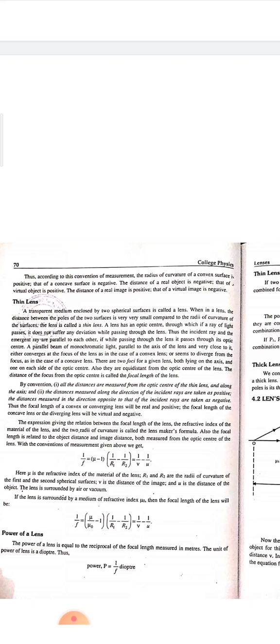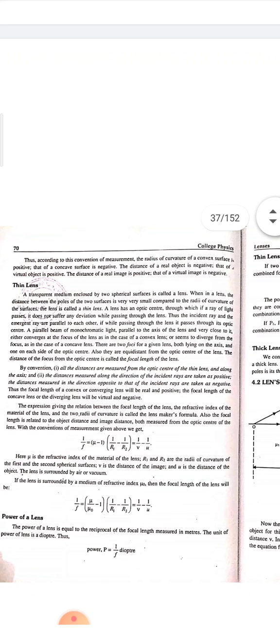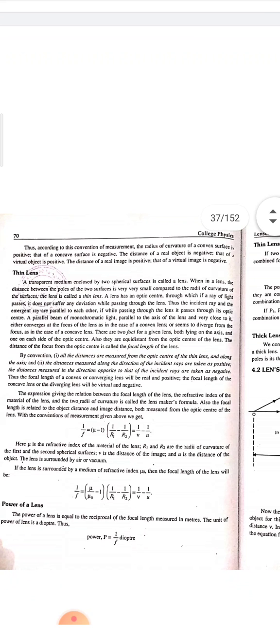Then what is a thin lens? A transparent medium enclosed by two spherical surfaces is called a lens. What is a lens? That may come for the MCQs. A transparent medium enclosed by two spherical surfaces is called a lens. When in a lens the distance between the poles of the two surfaces is very small compared to the radii of curvature of the surfaces, then it is called a thin lens. What is a thin lens? That definition is given.